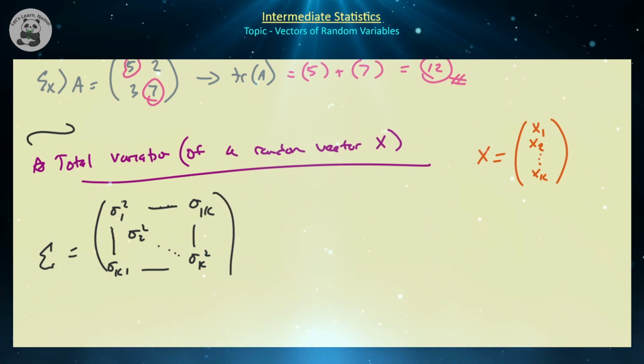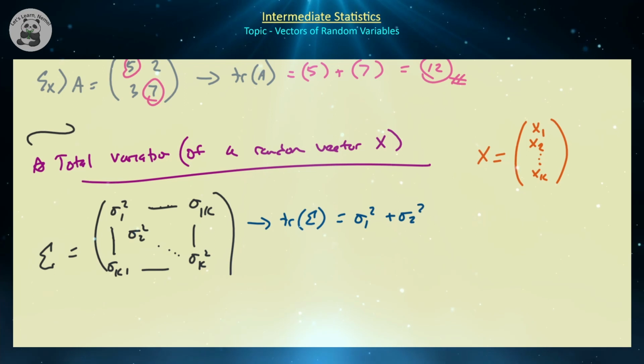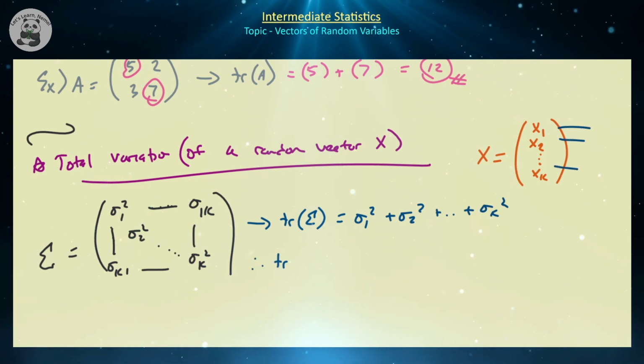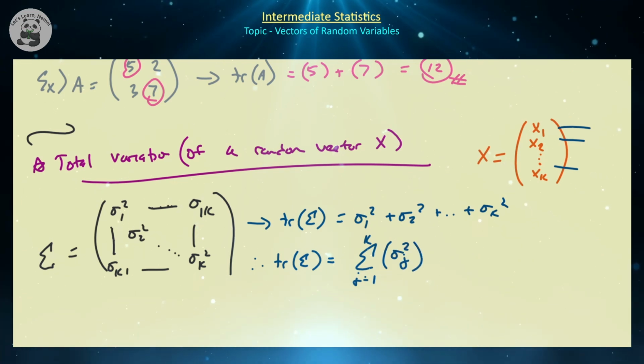Agreed? So the total variation is actually only interested in the diagonal elements of our covariance matrix. So obviously the trace of our covariance matrix is just going to be equal to sigma 1 squared plus sigma 2 squared all the way down to sigma k squared. So the trace of the covariance matrix is actually just the sum of the variances of each of these random variables in this random vector. So we can write the trace of sigma to be equal to the sum from j equals 1 to k of sigma j squared.